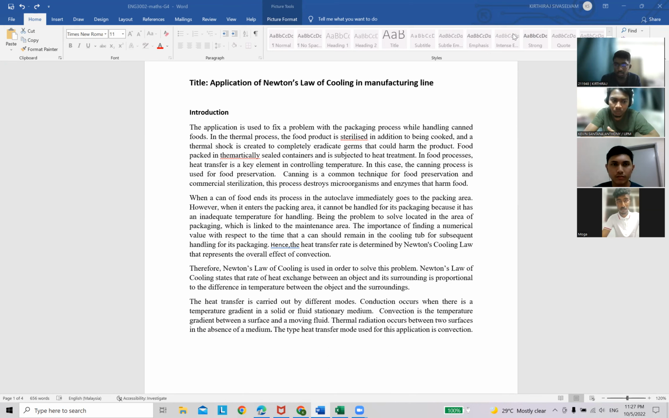So in the WhatsApp group, we discussed splitting up our task into four parts. Firstly, the introduction will be done by Kevin. The second, the engineering problem, will be talked about by Zafiq, and then the calculation will be talked about by myself, and the last, comparison and conclusion, will be talked about by Moga.